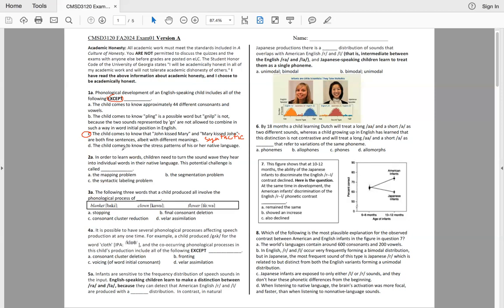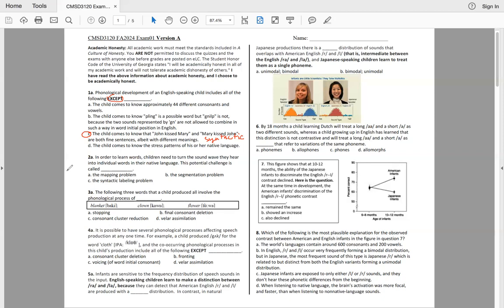Option B, the child comes to know the stress patterns of his or her native language, is also part of phonological development. It's about suprasegmental phonology. So we talked about segmental phonology. It's about the individual sounds or phonemes. And suprasegmental phonology is about the stress patterns, the rhythmical patterns, or prosody of a language.